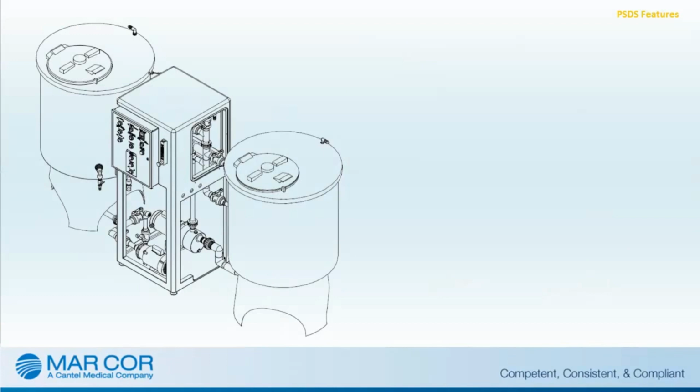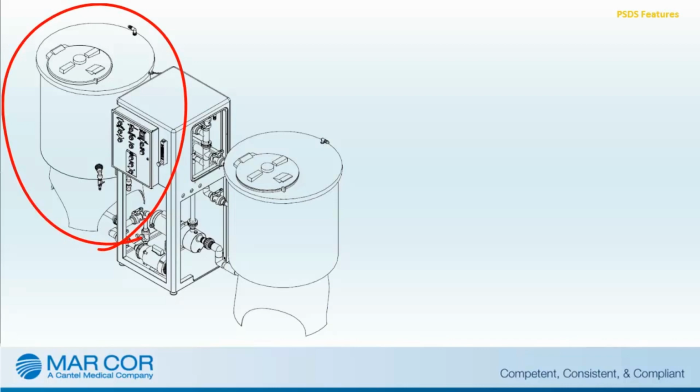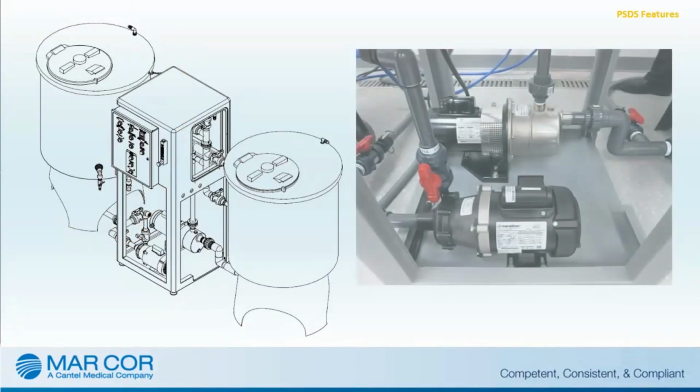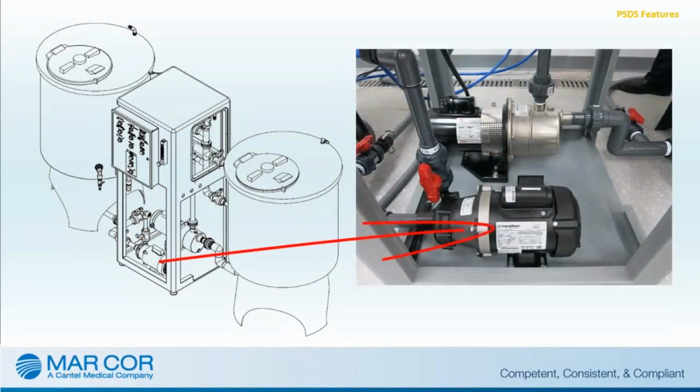The pressurized solution distribution system is provided with a 100-gallon distribution tank used for distributing the mixed bicarb solution. The 1/3 horsepower distribution pump provides quiet and reliable distribution of solution to the patient stations.